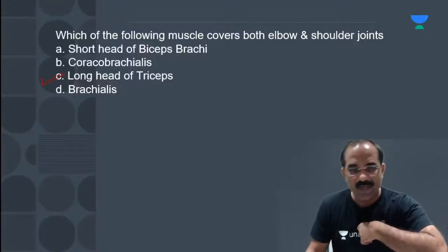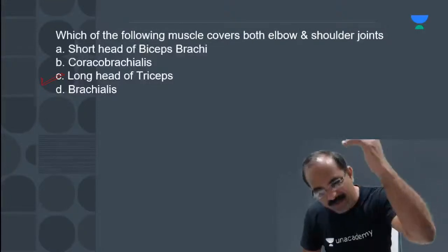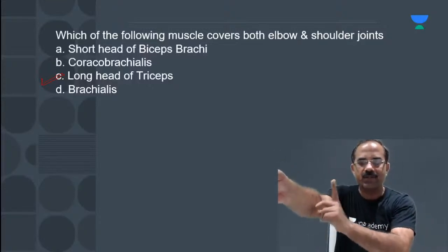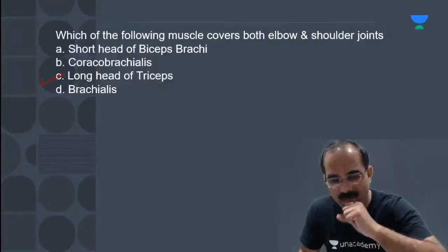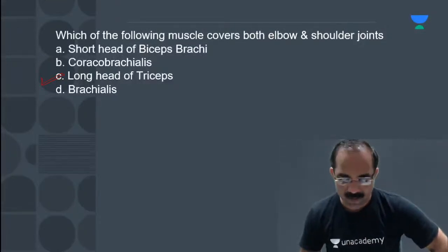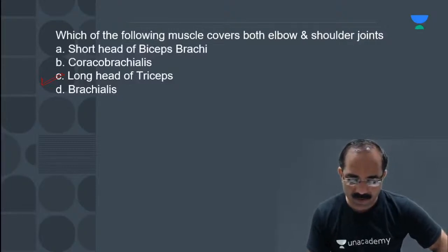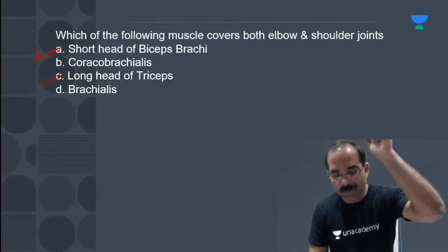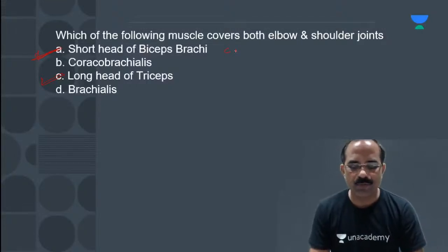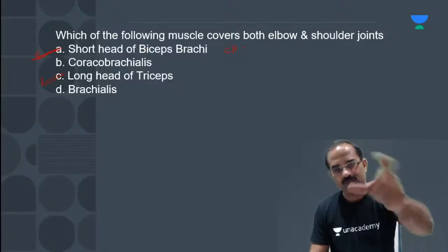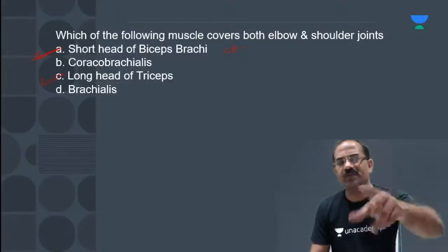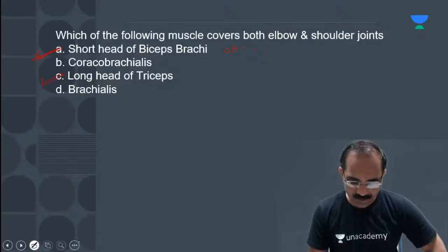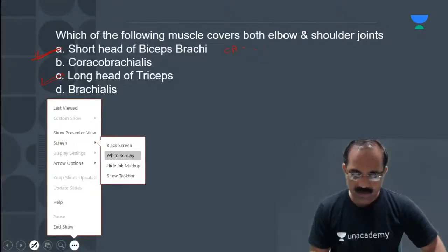If a muscle has to act on the elbow joint, it has to cross the elbow joint. That means the muscle has to be inserted into the bones of the forearm, radius and ulna. That's a hint. Yes, the short head of biceps brachii. One answer is the short head of biceps brachii. The short head is also correct because it arises from the coracoid process of the scapula, meaning it is crossing the shoulder joint. And both the heads of biceps are inserted on the radial tuberosity. I'll draw a slide. See if you can understand the slide.